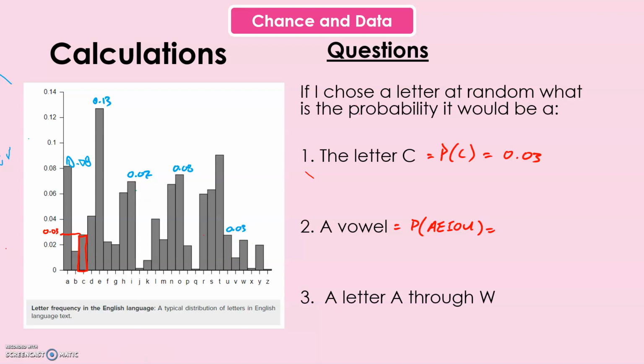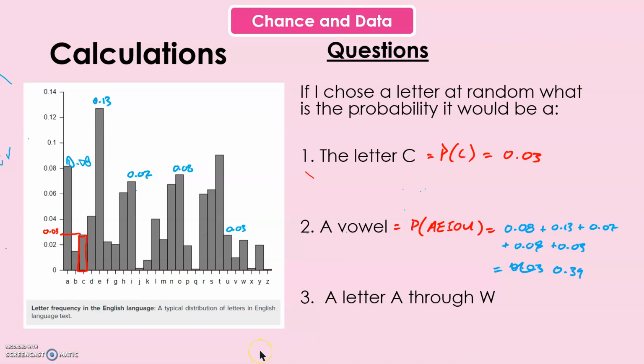So with our calculation, we're going to go 0.08 plus 0.13 plus 0.07 plus 0.08 plus 0.03. Get out the calculator. I'm adding those probabilities together, and from the calculator we get 0.39.